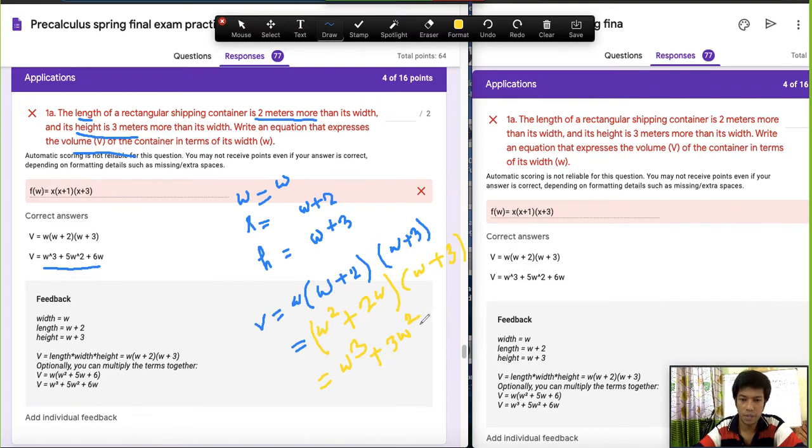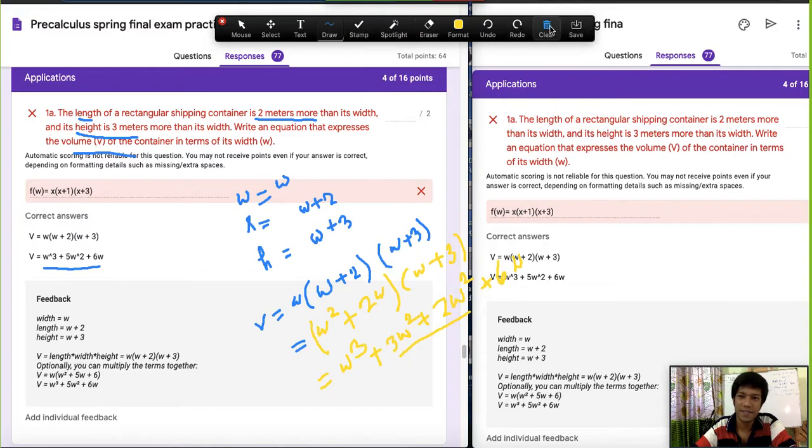Next part is 2W square plus 2 into 3W, that means 6W. Then 2 plus 3 equals 5, that's why it is 5W square. So this is how we get this answer.